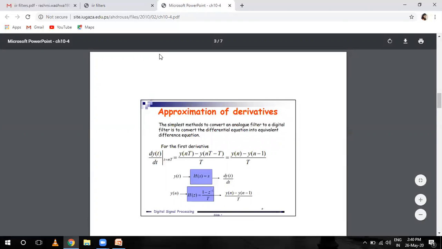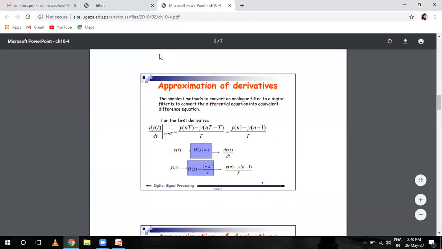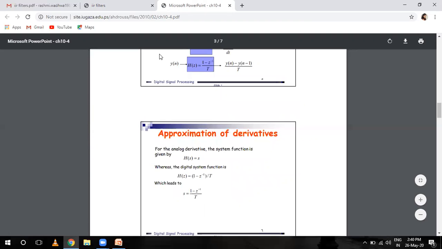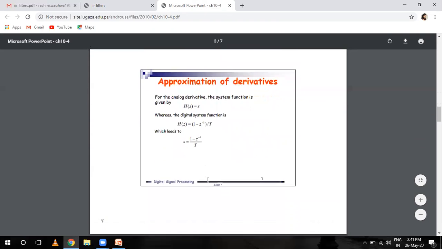And when we take T common, we get (y(n) - y(n-1))/T. When we take the transfer function of y(t), H(s) = s, and its derivation is dy/dt. When y(n) is an input, then we have to change H(s) into H(z). So in place of s comes (1 - z^-1)/T, that is (y(n) - y(n-1))/T. For the analog derivative, the system function is given like that: H(s) = s, whereas the digital system function H(z) = (1 - z^-1)/T, which leads to s = (1 - z^-1)/T.